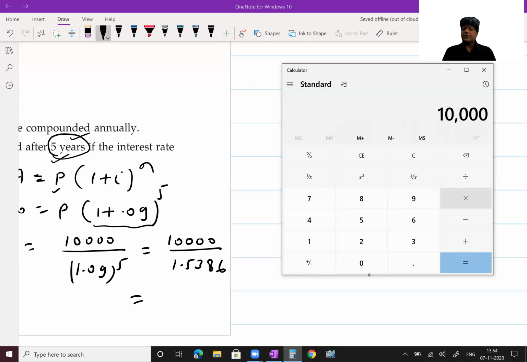10,000 divided by 1.5386 is equal to 6499.415.